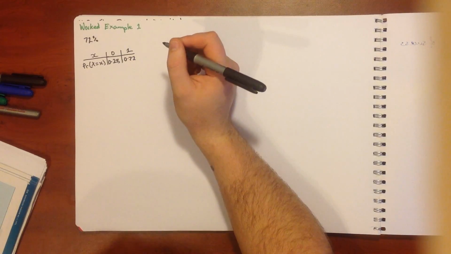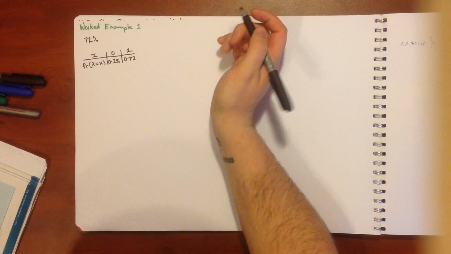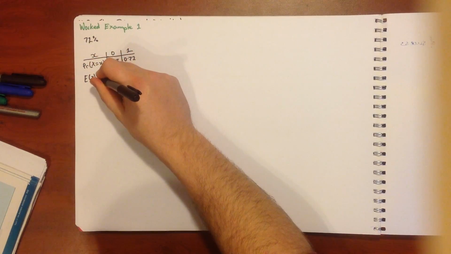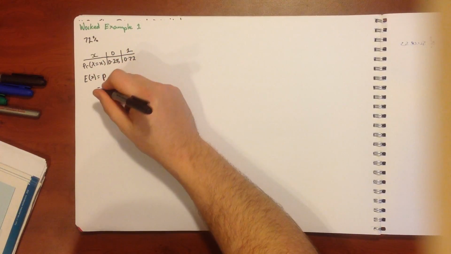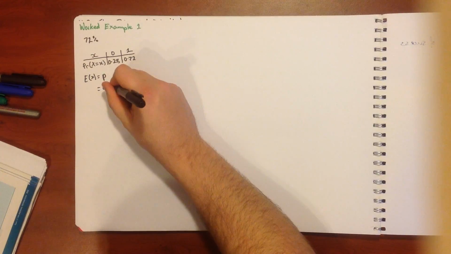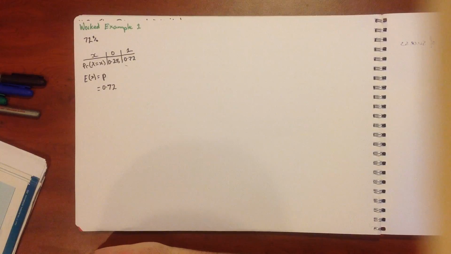We need to find the expected value of X. We don't have to go through our big formula or anything. We know that E of X is simply equal to p, which is the probability of success, which is 0.72. That's our p value here.